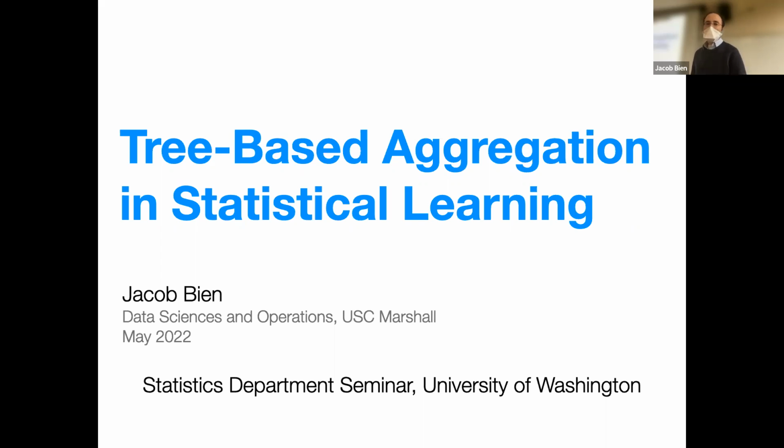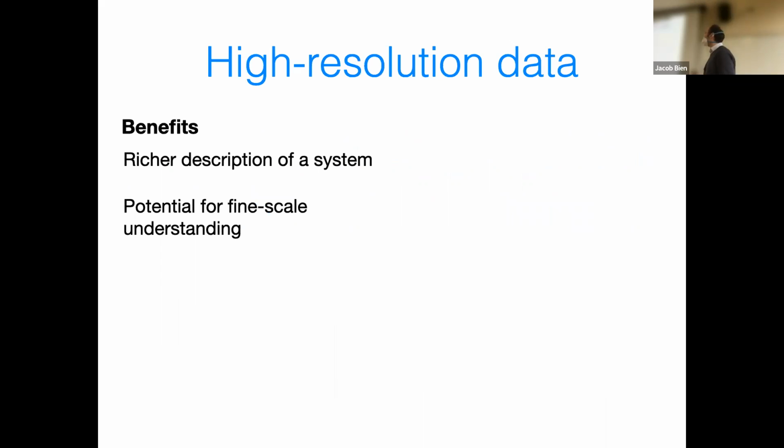At first, high resolution data seems like a purely good thing. The benefits of having data at high resolution are kind of obvious: if you can measure something at high resolution, then you have the possibility of understanding it at a very fine resolution, maybe some mechanism that is only visible at that finer resolution. And so it promises to allow you this richer description of what's going on. But it's not all good.